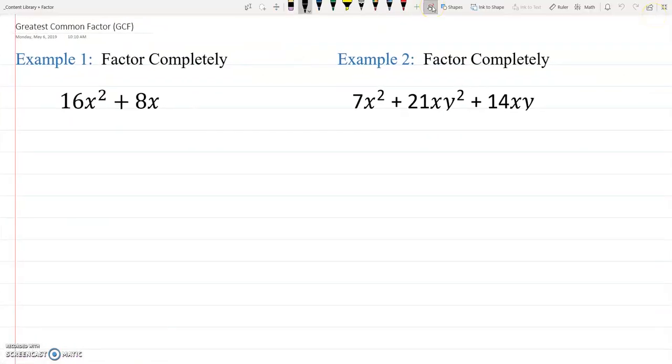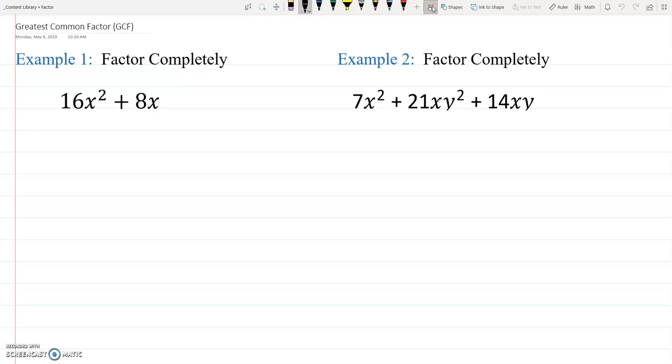So first one, I have 16x squared plus 8x. We already talked about it in my little introduction. We're trying to find two things that multiply together to give me that. In greatest common factor, the best way I can describe it is it's kind of the opposite of distributive property. And the key word there is common, greatest common factor.